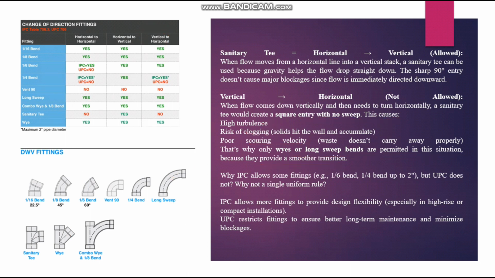Now there is another important thing we need to see here. For some of the fittings you can see IPC provides yes, UPC provides no. So UPC makes some more restrictions than IPC. Why? Because IPC allows more fittings to provide design flexibility. That's why in most places we follow the IPC, especially in high-rise and compact installations. UPC restricts fittings to ensure better long term maintenance and minimize blockages. So if you follow UPC, you have to follow all the UPC fittings requirements. UPC restricts some fittings, but IPC still allows them.